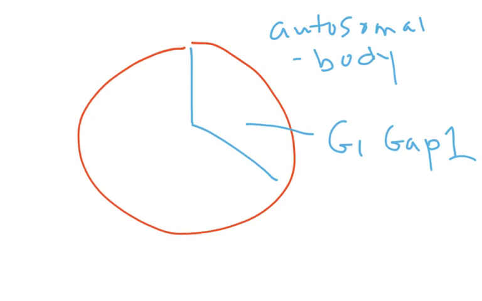And this phase is actually all about growth. So the cell is growing, it's doing its cell stuff, it has enzyme activity, things like that are going on. The second part of this cycle is the S phase. The S phase stands for synthesis.